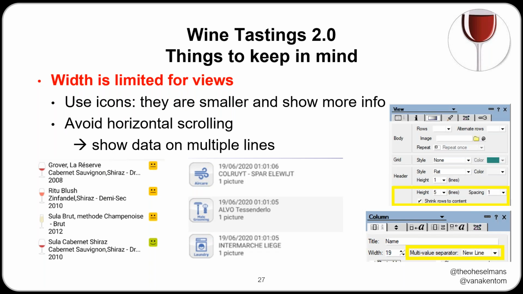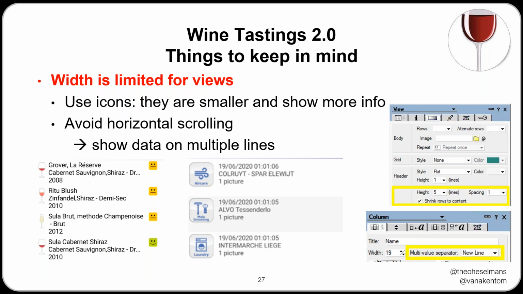As already mentioned a few times, the width is very limited, especially on a phone. And of course, in a view, you want to show as much data as you can. I would give you 2 tips to do that. Use icons. An icon says more than text and is usually smaller.